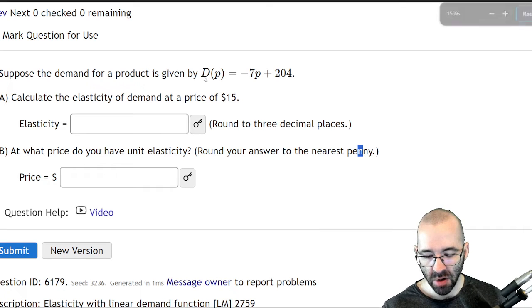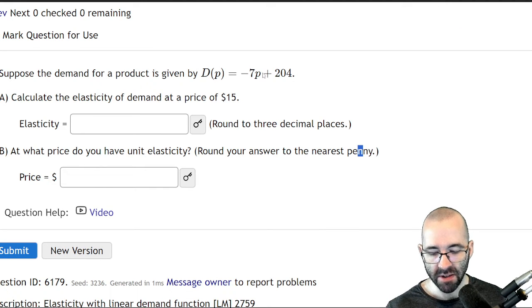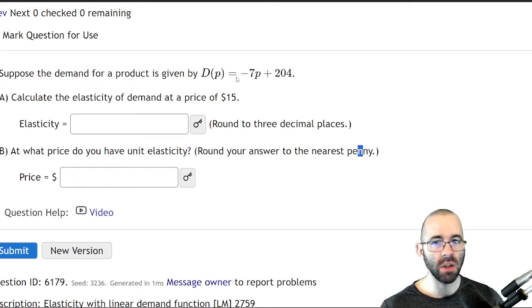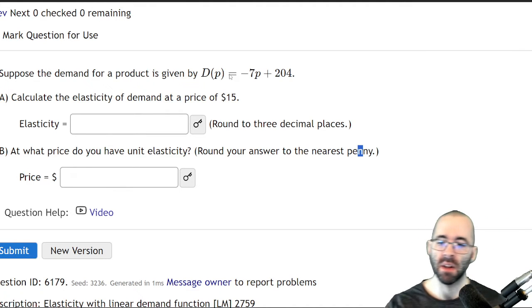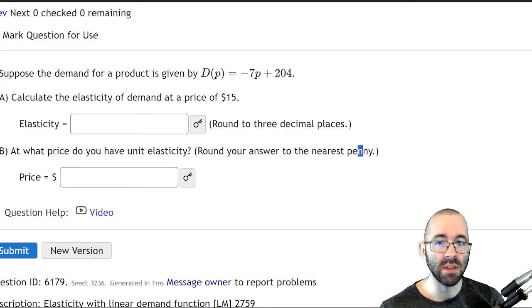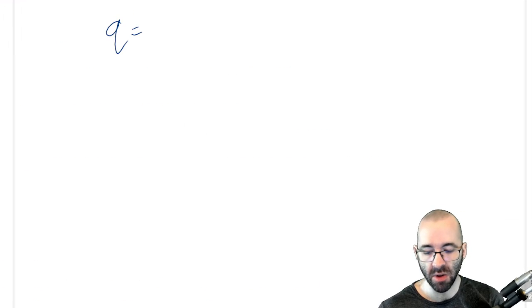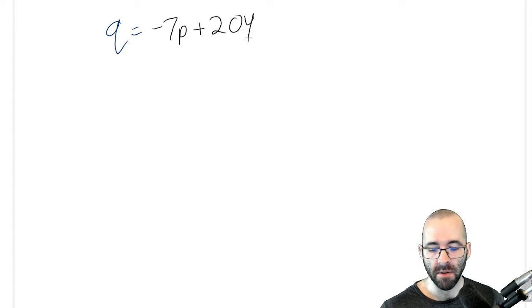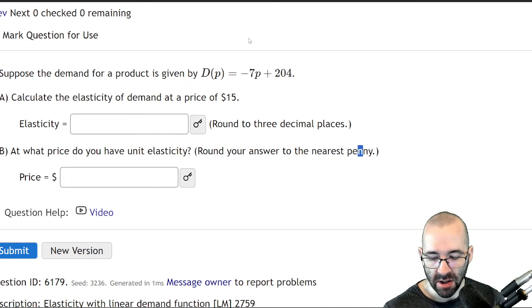Suppose the demand for a product is given by this equation. Again, you don't have to use Q's, but I am going to translate this to Q's because I'm very used to dealing with Q's. So Q is negative 7p plus 204. Calculate the elasticity of demand at a price of $15.